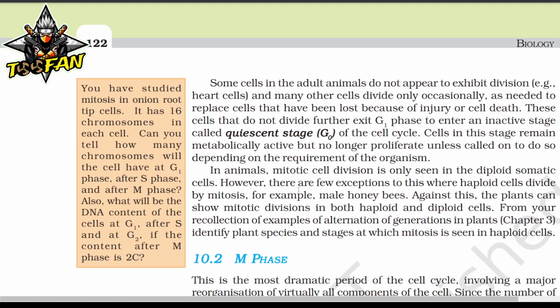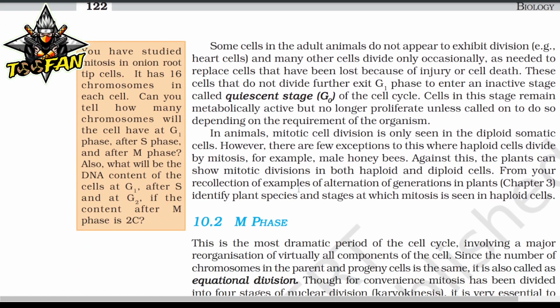Some cells in the adult animals do not appear to exhibit division, for example, heart cells. And many other cells divide only occasionally, as needed to replace cells that have been lost because of injury or cell death. These cells that do not divide further exit G1 phase to enter an inactive stage that is called quiescent stage, that is G0 stage of the cell cycle. Cells in this stage remain metabolically active but no longer proliferate unless called on to do so depending on the requirement of the organism. In animals, mitotic cell division is only seen in the diploid somatic cells.